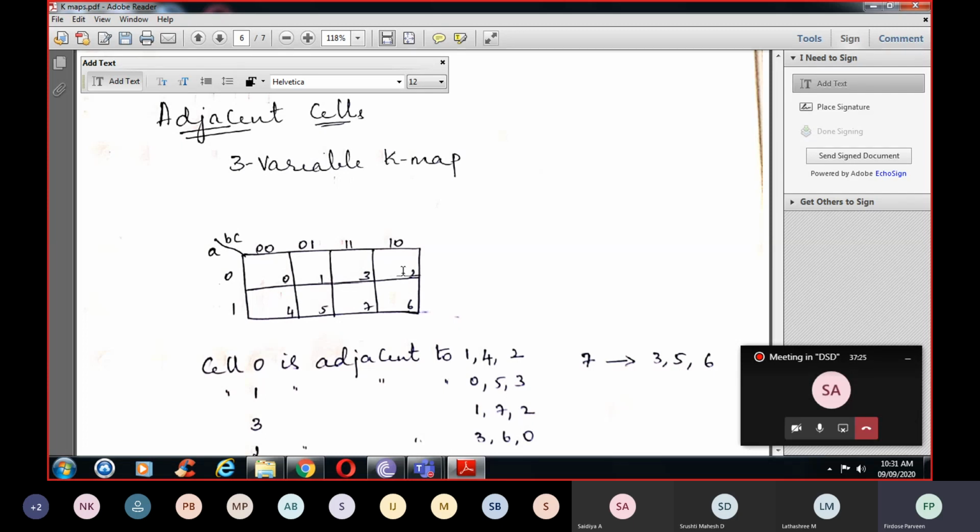Now cell 2 is adjacent to 3, 6, as well as 0. In the same way, 4 is adjacent to 0, 5, and 6 also. 5 is adjacent to 1, 4, and 7. 7 is adjacent to 3, 5, and 6. 6 is adjacent to 2, 7, and 4. Okay.